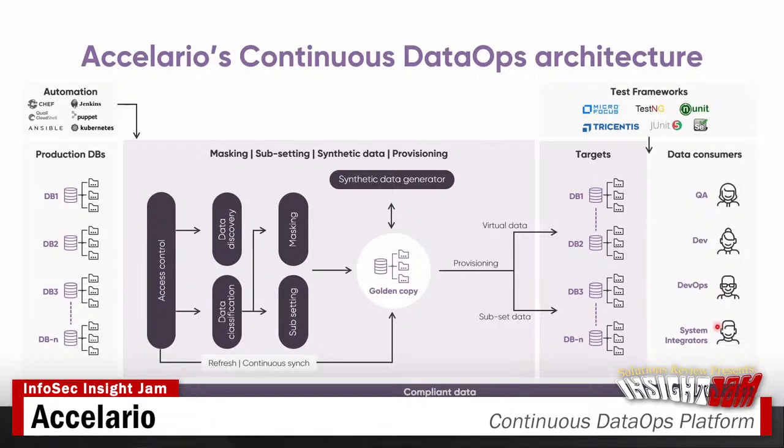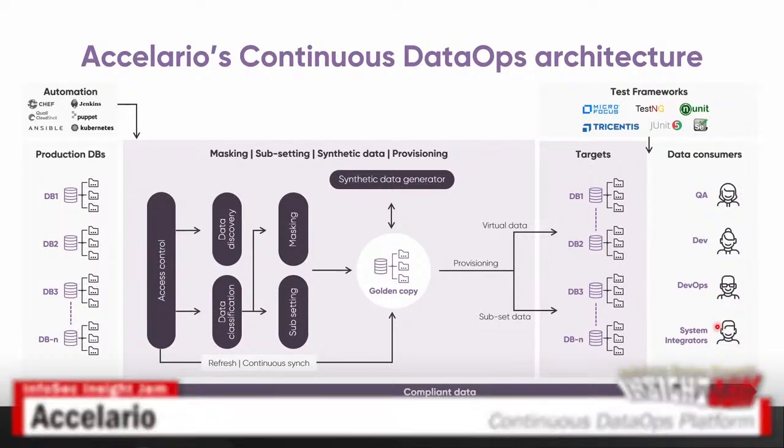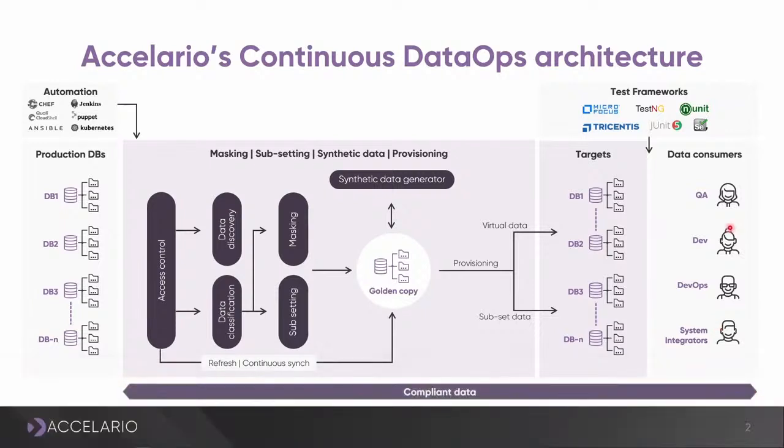Accelario's platform does this by providing different teams access to a self-service portal from which they can provision the data sets they need into their lower environments. Data can be quickly provisioned into virtual databases which don't require additional storage or can be physically cloned. The portal is accessed through a web browser or the Accelario REST API.